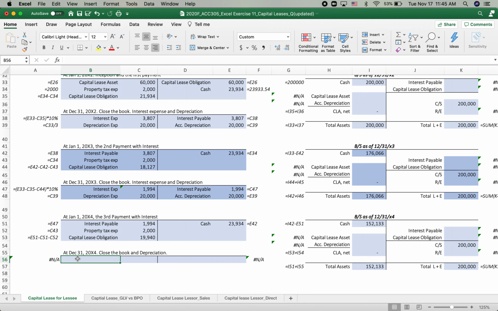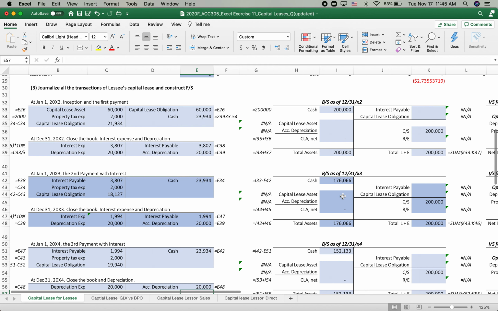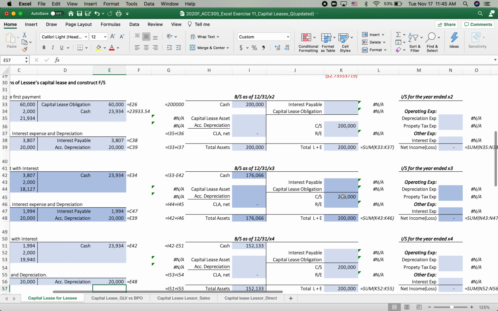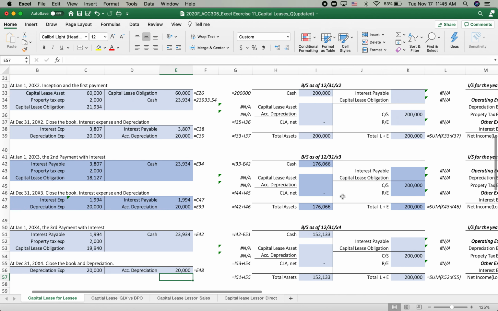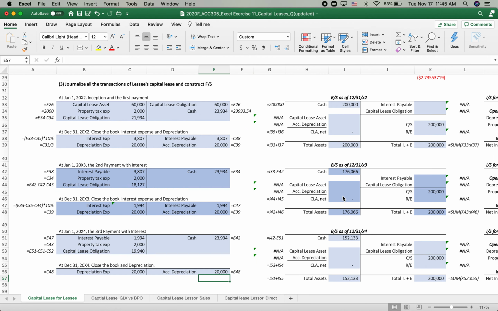Instead, we just need to recognize the cost allocation of this depreciation expense in the same amount. So let's pass this journal entry into the balance sheet and the income statement so that we can see how this balance is going to be changing.